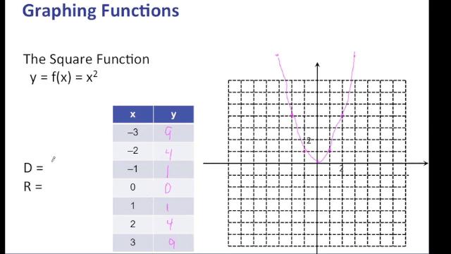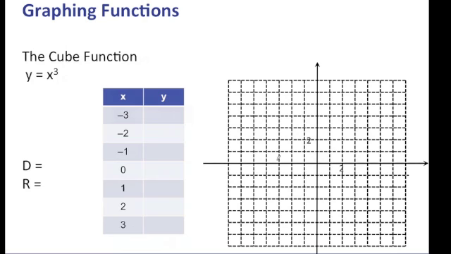The domain is all real numbers, so it's from -infinity to infinity. The range, going bottom up, starts at 0, and that would be a box for 0, and goes to positive infinity.